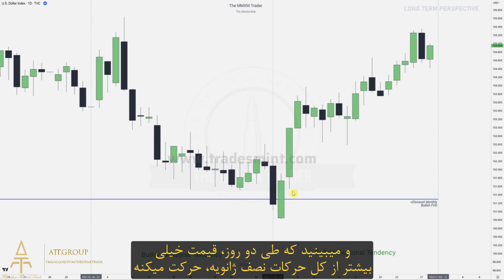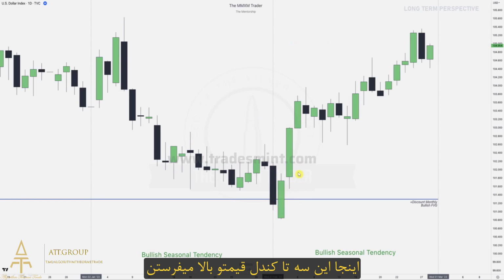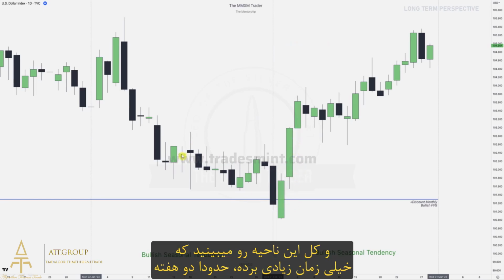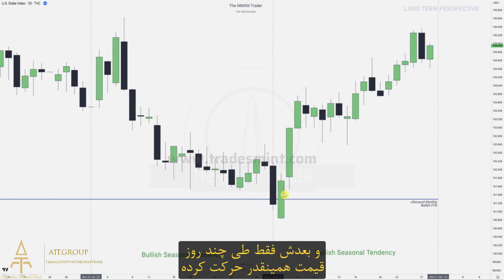can see just in a couple of days we move way more than we did in the half of this January price action, right? So over here, these three candles keep pushing up, right? And then this whole area, which took a lot of days, 2 weeks almost, and then in a few days we make the same move.